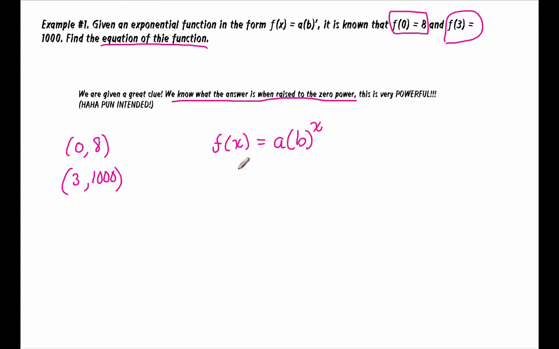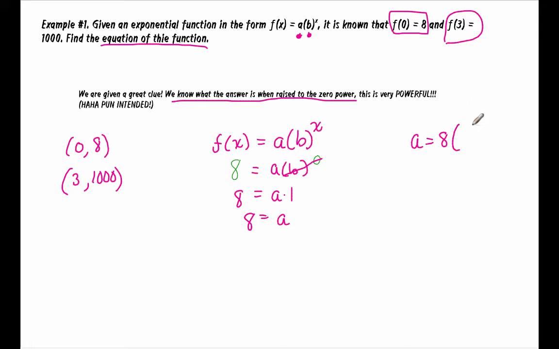And right now I know that 8 is the answer when I put a 0 in. I don't know what A is, and I don't know what B is. Now, your brain can go here and say, well, this is not that bad because anything to the 0 power is 1. Times that by A, that should get me 8. A times 1 is A. So, hey, there's my first clue. I mean, I have to find the A and the B of this equation. So my A must be 8.